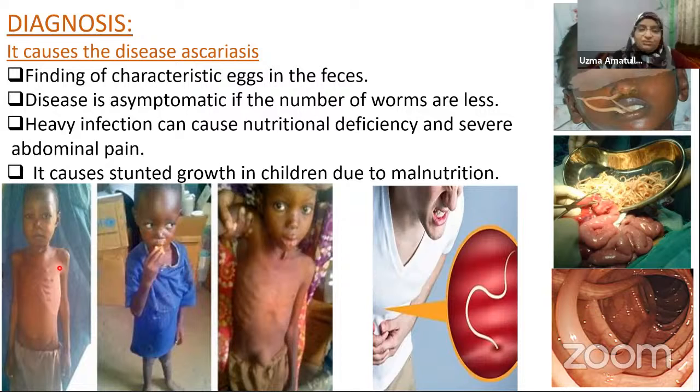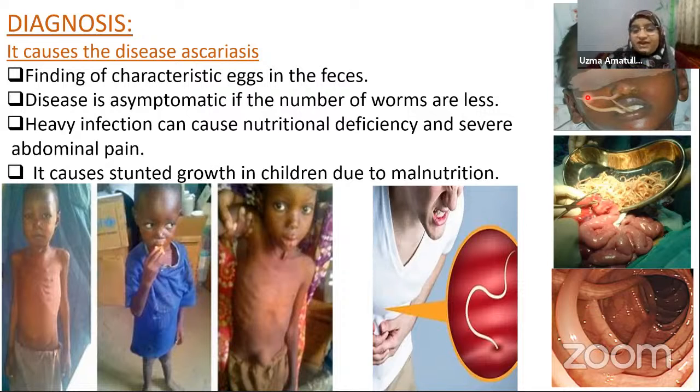They will not get a sufficient amount of food for growth. So these children will show stunted growth. Stunted means short growth. The height will not increase. You can see their body, how they are looking. So these are the symptoms. Now here you see this picture. During heavy infection, when the person is sneezing or coughing, from the mouth and from the nose, you can see these worms are coming out.